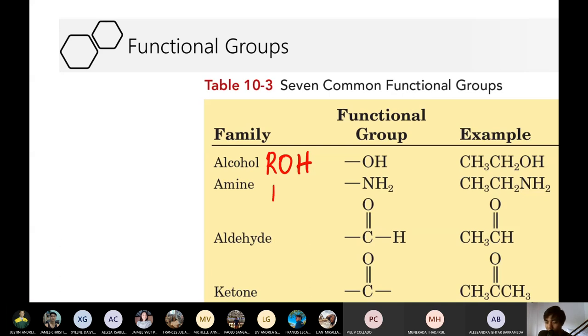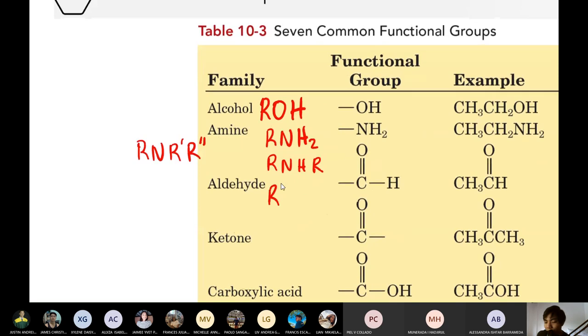Amine, ang tawag diyan ay RNH2. Okay? Although this is one version of amine. Pwedeng itong amine natin, yung hydrogen na dalawa, palitan natin ng R group din. Pwede ka rin magkaganito: RNHR. So isa lang yung hydrogen sa nitrogen mo. So that's still amine. Pwede rin naman walang hydrogen: RNR'R'', R prime, R double prime. So magkakaibang carbon groups na konektado sa nitrogen mo, amine pa rin yun. Basta may nitrogen, amine tawag doon.